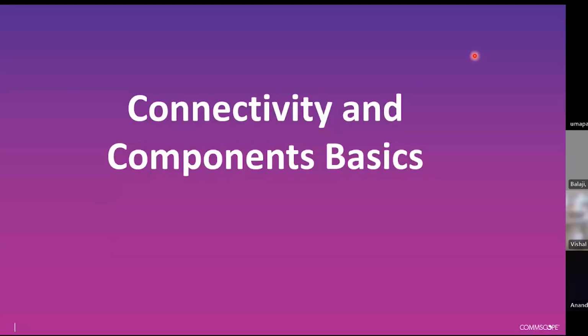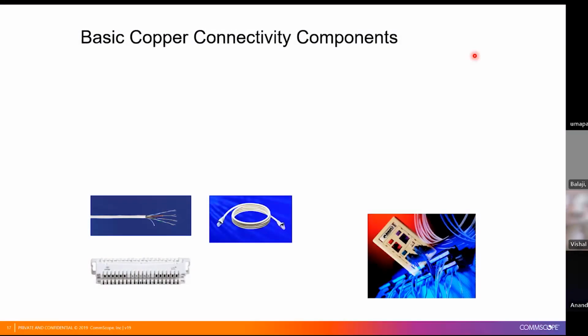So with this, we have covered the importance of the six subsystems. If you want to do a design on copper connectivity, you can start from the work area. As an individual user, imagine how the connectivity happens for your system. Imagine that you have a system in front of you on the table. Just imagine what is the first component that comes from your table. So first is the patch cord. This is your system on your desk.